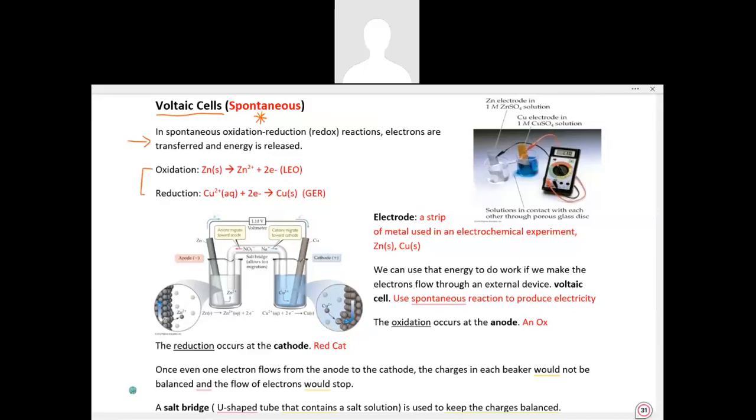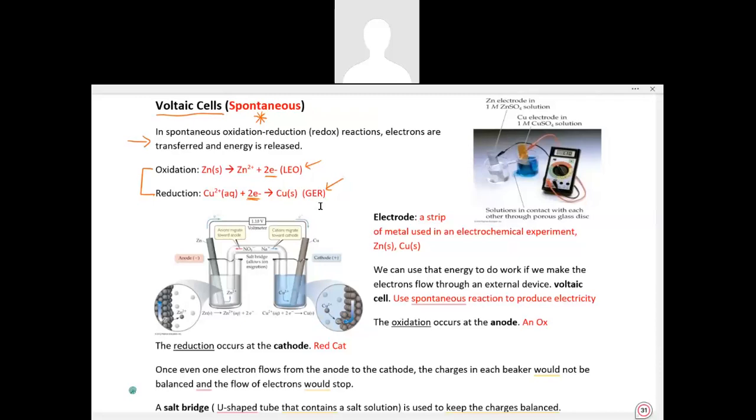We have two half reactions right now. We have our oxidation reaction. Remember that losing electrons is oxidation. And then we have our reduction reaction. We see that we're gaining electrons in that reaction, and then we're reducing our copper. So keep that in mind. We see electrons as a product when we're losing them. We see electrons as a reactant when we're gaining them.